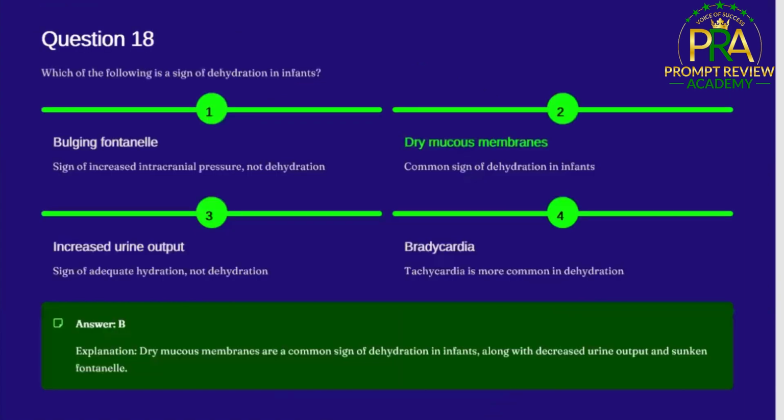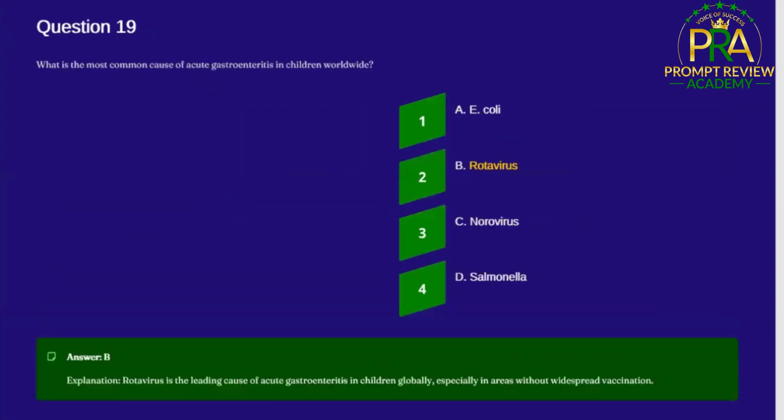Which of the following is the most common cause of acute otitis media in children? The organism we are talking about is strep pneumo. Which of the following is a sign of dehydration? We have talked about this. Bulging fontanelle, dry mucous membrane, increased urine output? So the answer is dry mucous membrane.